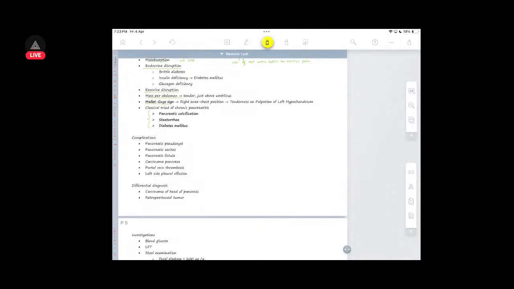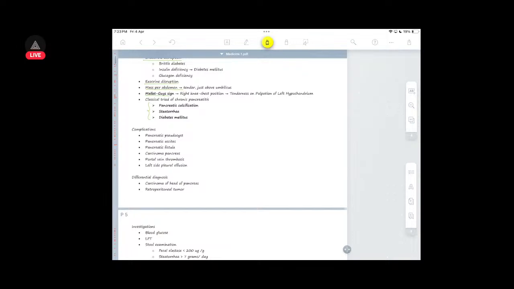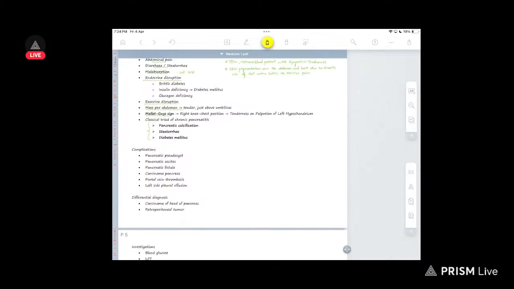So exocrine disruption will be there. A mass per abdomen, with tender lumps above the umbilicus. Mallet-Guy sign will be there, where in the right knee to chest position there will be tenderness on palpation of the left hypochondrium. The classical triad of chronic pancreatitis: pancreatic calcification, steatorrhea, diabetes mellitus. Calcification, steatorrhea, diabetes. That is chronic pancreatitis. Mallet-Guy sign is the right knee to chest position, with tenderness on palpation of the left hypochondrium, the other side, because you just push the pancreas from one side to the other.